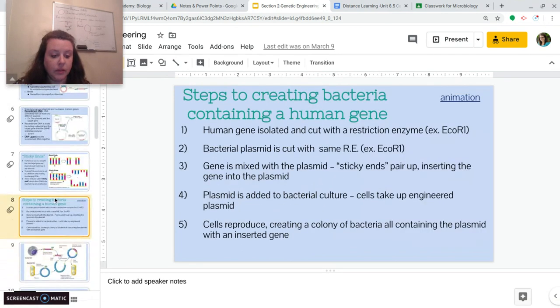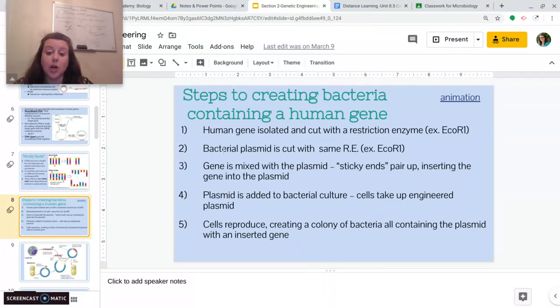Now, how do you make a bacteria that has a human gene in it? The first thing you have to do is get your target gene. The target gene is the one that you want to translate into a protein. So you're going to cut the human gene with the restriction enzyme, okay?